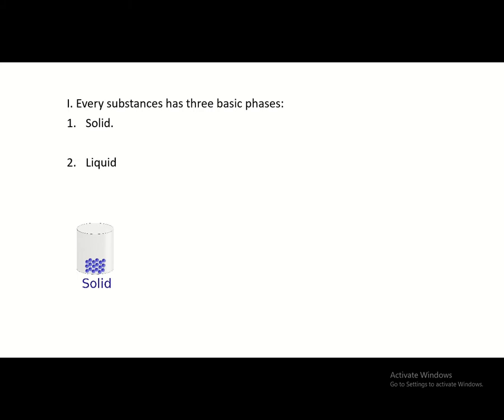Next, we have the liquid state. For the liquid state, the connection between each element becomes lighter, and because it's lighter, it becomes easier to break them down. It also means that it's easier for each element to move freely in whatever direction they want. They don't need to always stick together like in the solid state to be able to move.